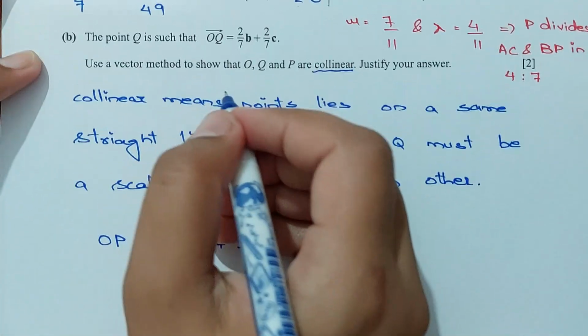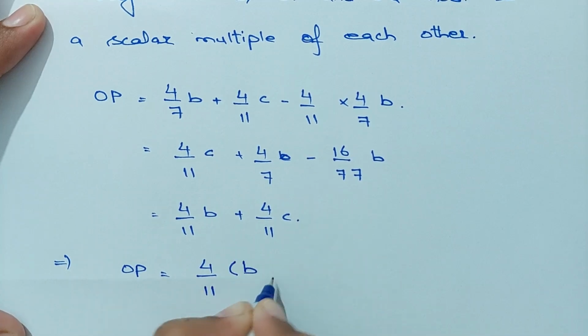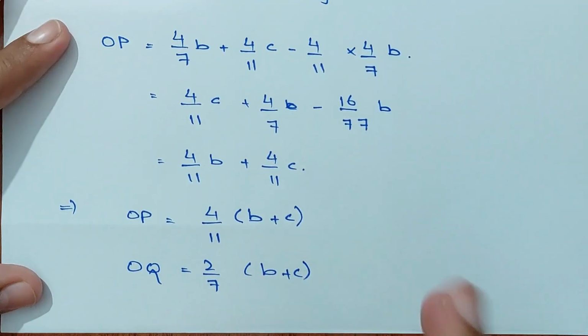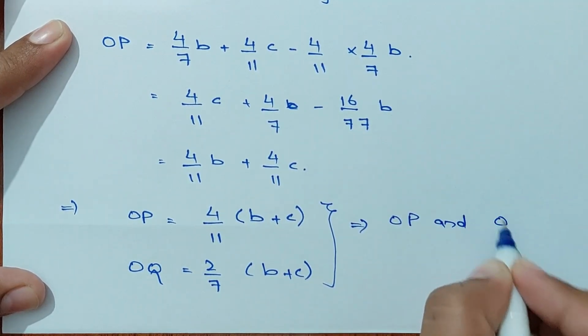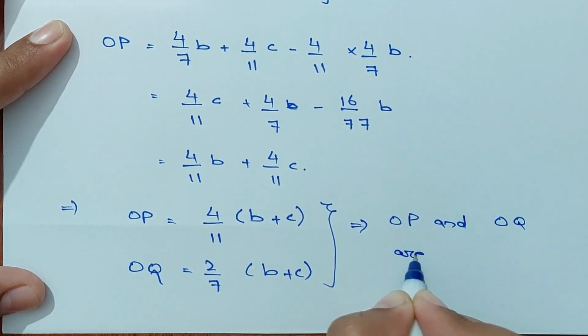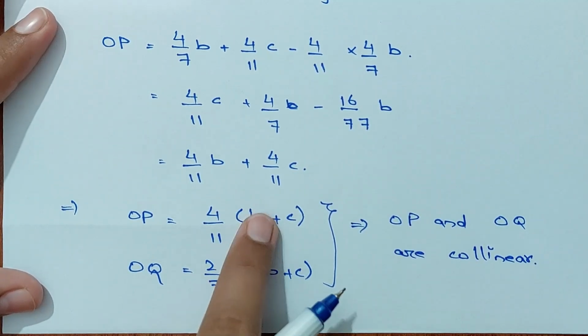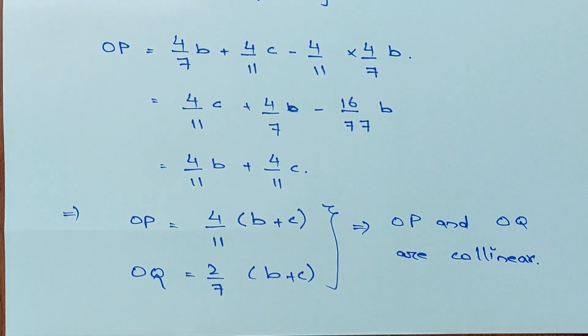This is OP, and OQ is given as 2 by 7 b plus 2 by 7 c. So OP is 4 over 11 of b plus c, and OQ is 2 by 7 of b plus c, right? So this is proved. This implies OP and OQ are collinear. Why are they collinear? Because they are scalar multiples of each other. b plus c is common, and the scalars are 4 over 11 and 2 by 7. When they are scalar multiples of each other, they are collinear, they lie on the same straight line, right?